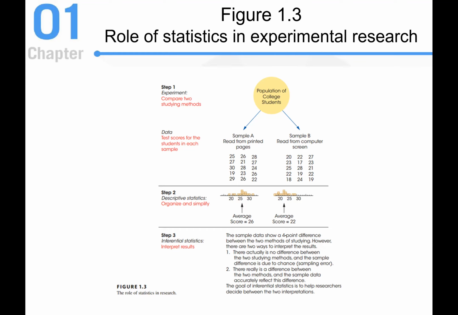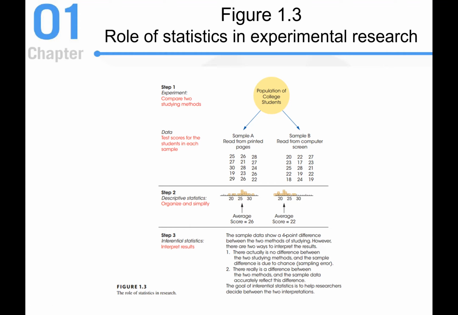And so I'm going to get data by having each of the people in each of the samples either read from the printed pages or read from the computer screen. And then I'm going to score them on some kind of variable. So this variable would be the test scores. And so now I have some numerical values. And in a study, the next part, which in this case is called step 2, is that I would get some descriptive statistics to help me organize and summarize the data and simplify it.